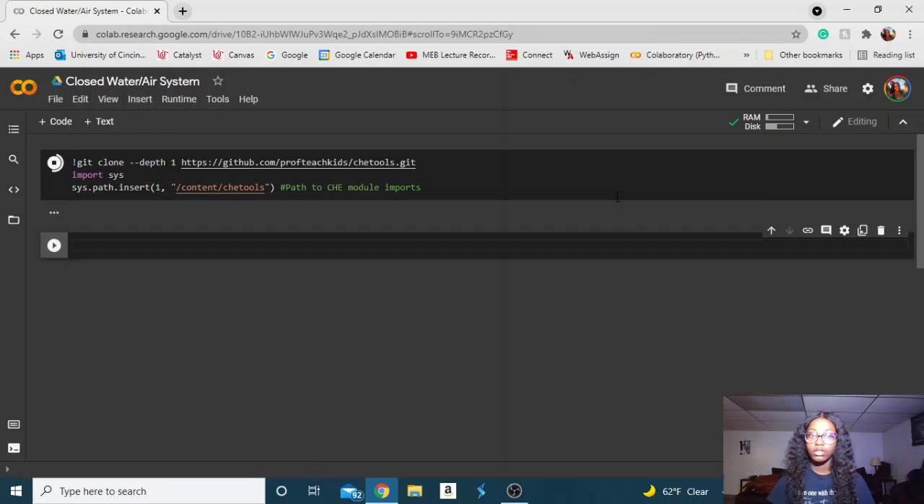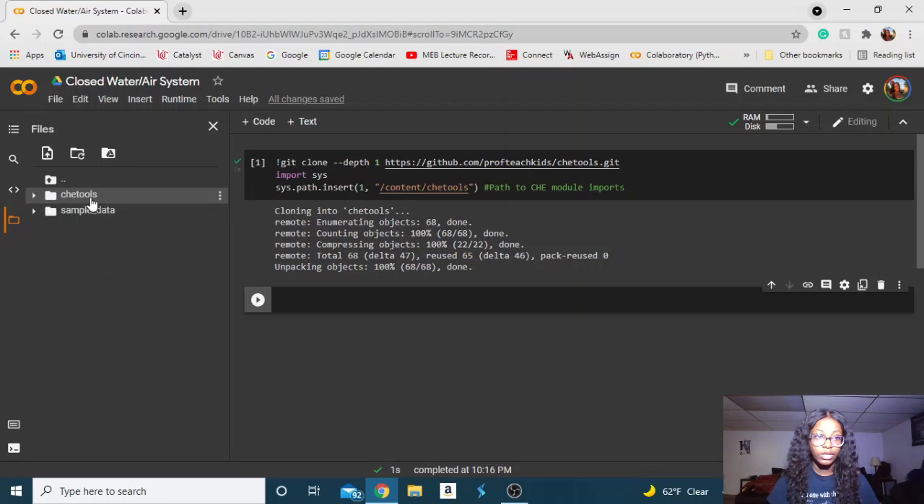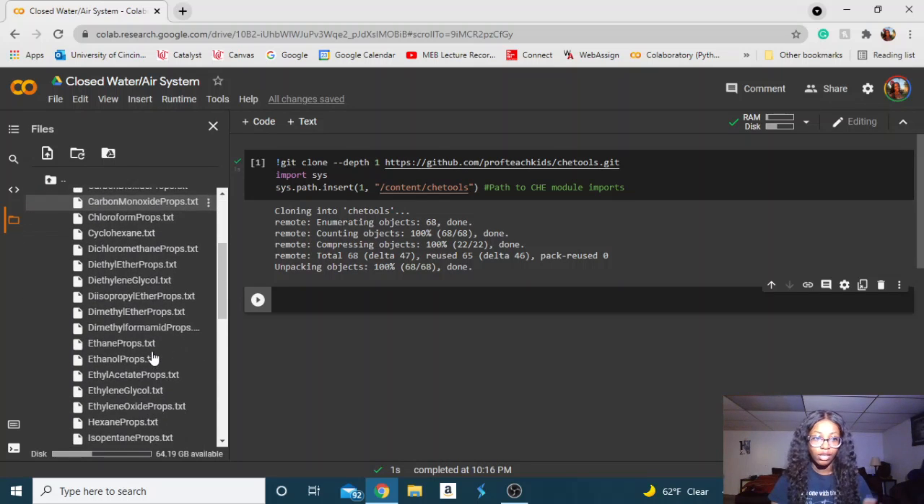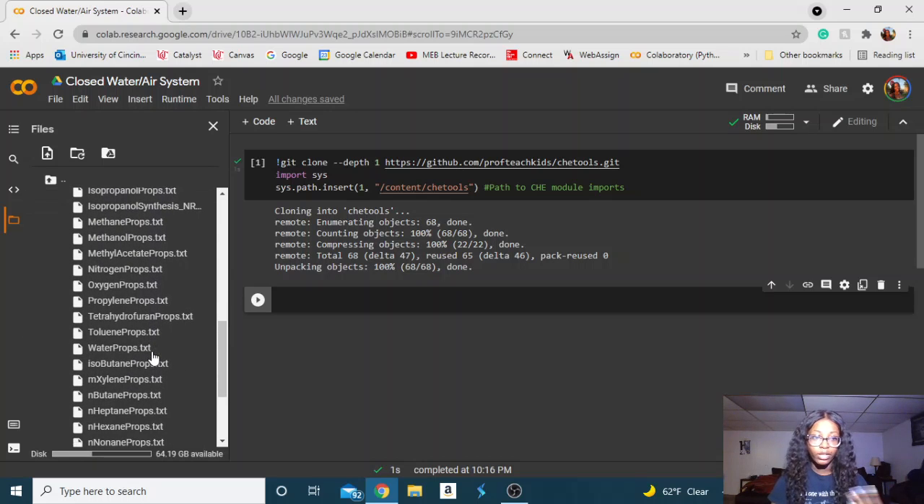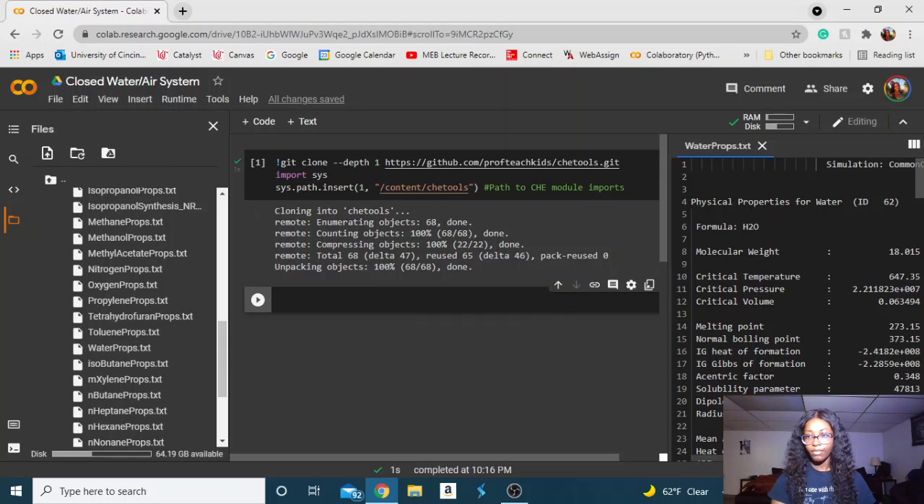And what this code is going to do is download files from GitHub that contain various property data for a numerous amount of chemical compounds. And we are going to take a look at that data. So as you can see, there are a plethora of different compounds to choose from, but we are interested in water, so I'll go ahead and open up the file for that.